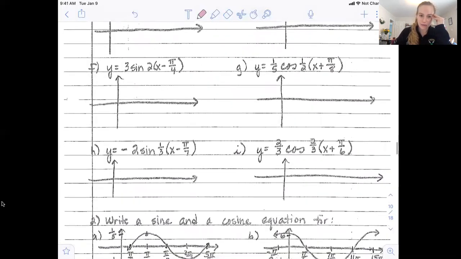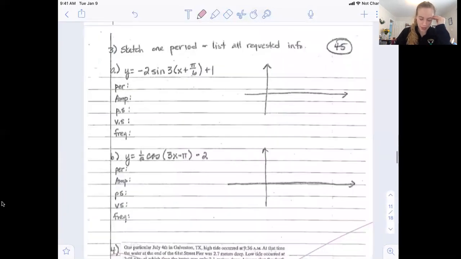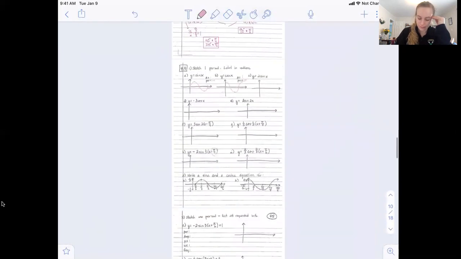Where I think it gets tougher is when we have a horizontal and or a vertical shift. All of these are horizontal shifts and period and amplitude changes. So those should be pretty simple. On the next page, we get all of those. So those will be the fun ones.